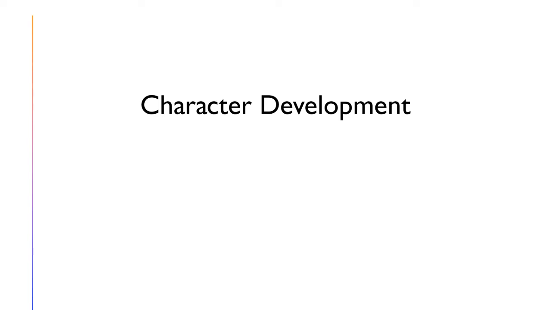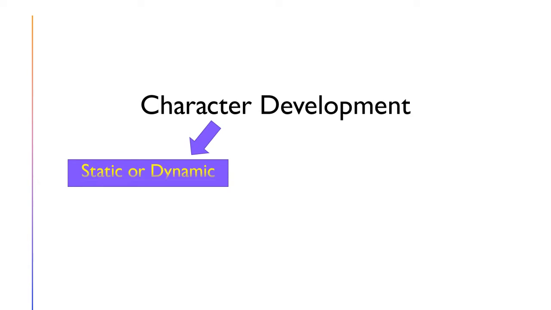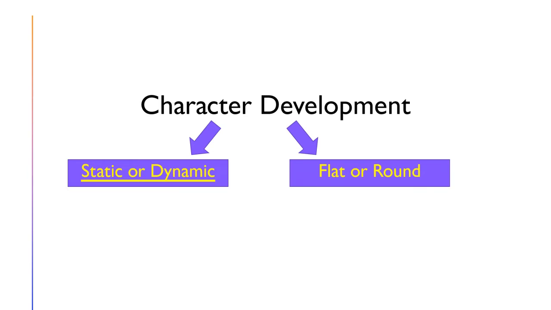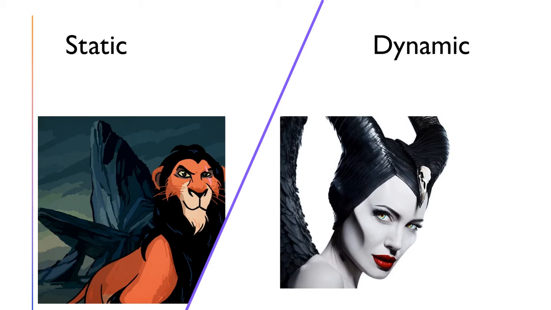Now, in general, characters are developed into two sets of categories: the static and dynamic, and then we have the flat or round. Now first, let us go to static or dynamic. Okay, so we have here static and dynamic. If you recognize this one, this is Scar from the movie Lion King, and this one is Maleficent from the Maleficent movie. Alright?